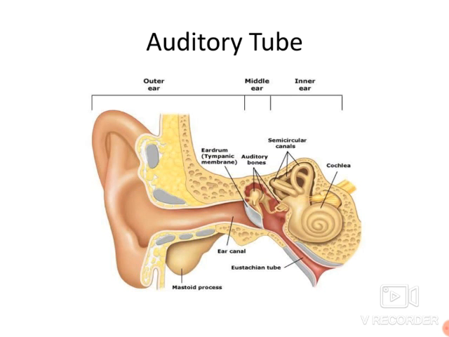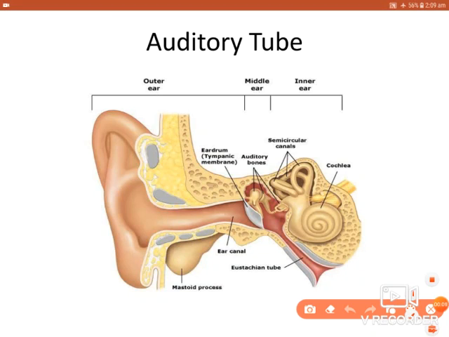Hello, here I'm going to talk about the anatomy of auditory tube. It includes its parts, relations, blood supply and nerve supply. Here this is the frontal view of the right ear.